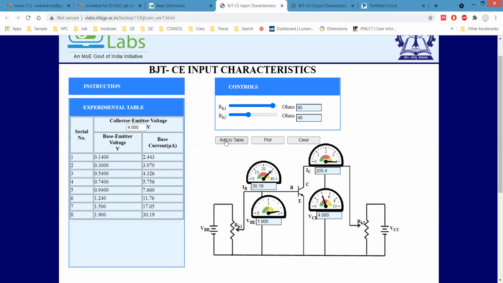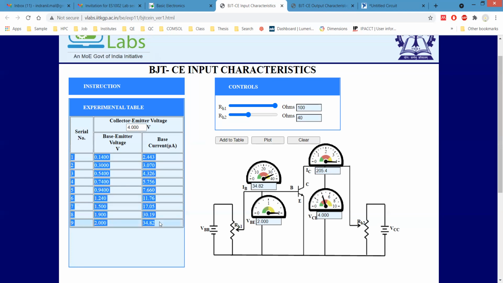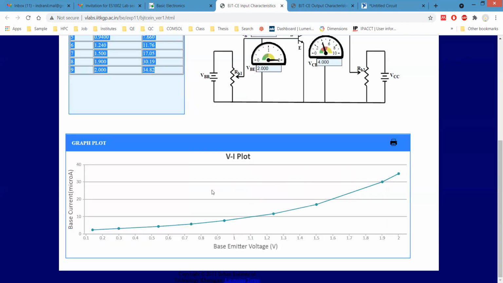So we have to do these things for output characteristics also. I think you are familiar with the input and output characteristics of a transistor, right? Can you remember the graph? What kind of nature will it have? Can you remember? Okay, plot it. It is showing a similar fashion.